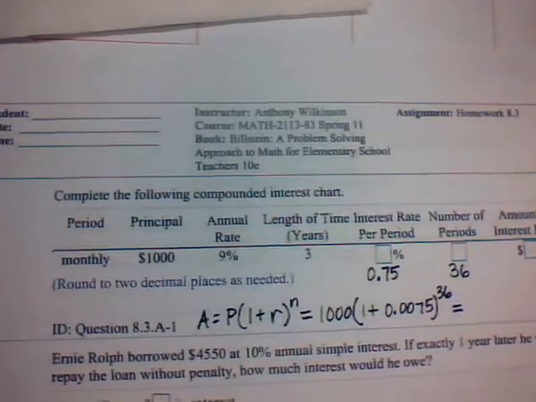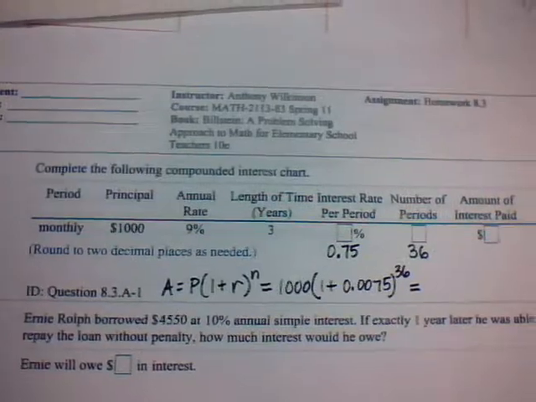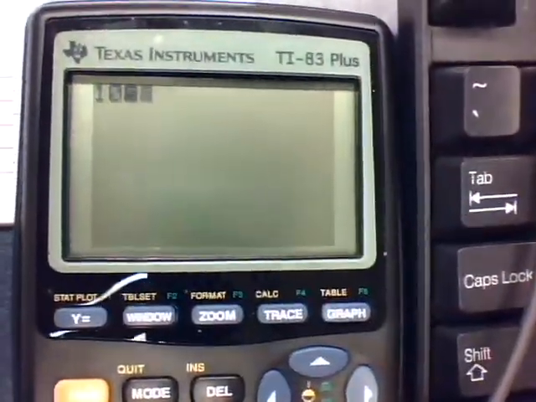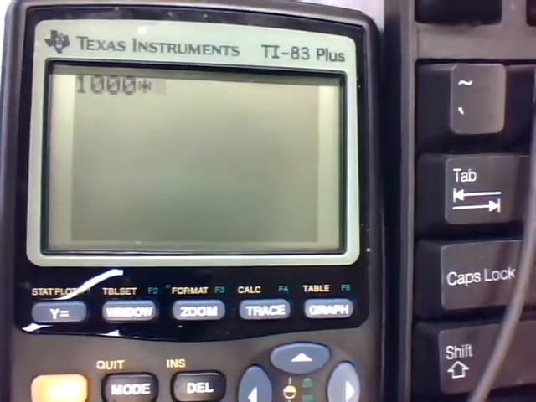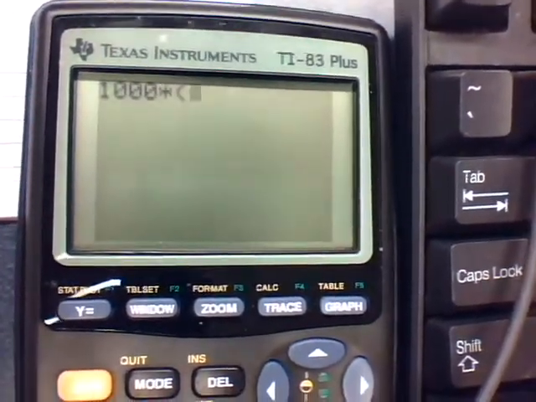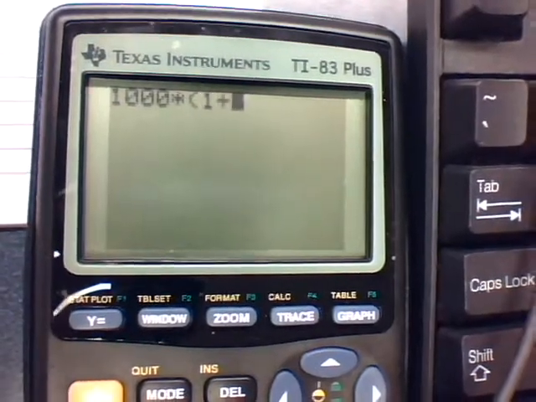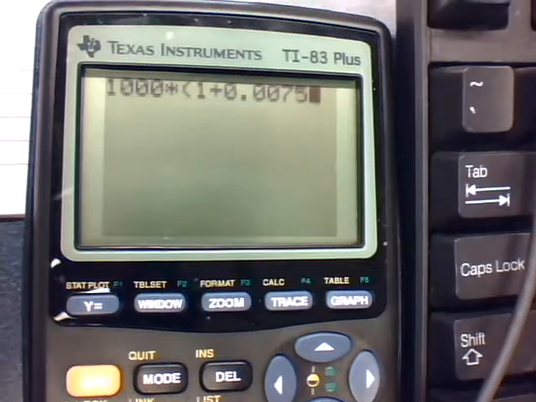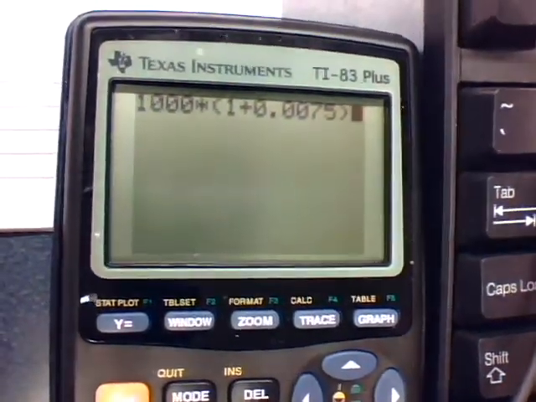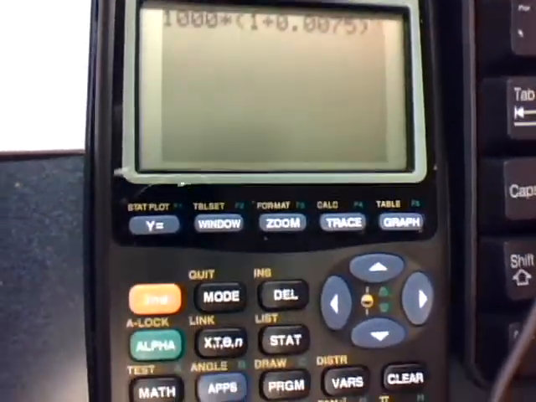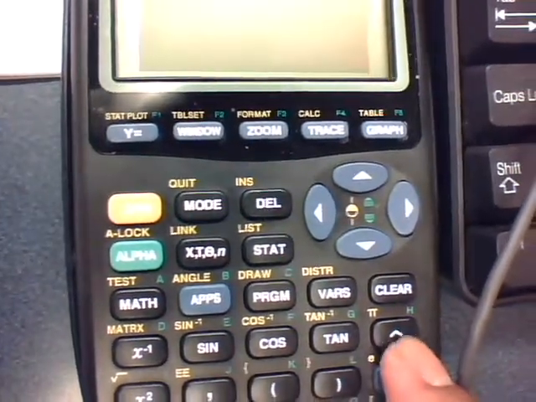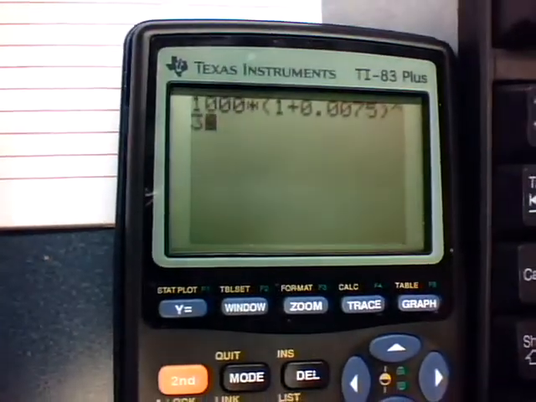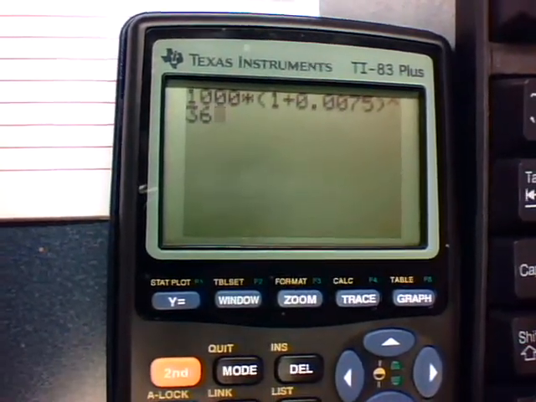Okay, I want to show you how to enter this on the calculator. Let's say we have 1,000, and that's multiplied by, and then left parenthesis, 1 plus 0.0075, and we close the parentheses. Now for the exponent, we use the caret key. We press that, and then our exponent is going to be 36. And then hit enter.